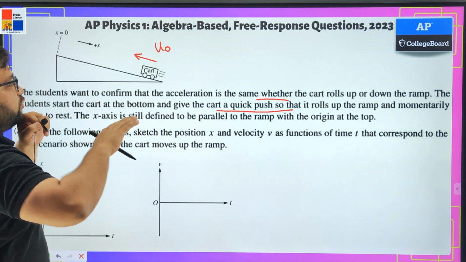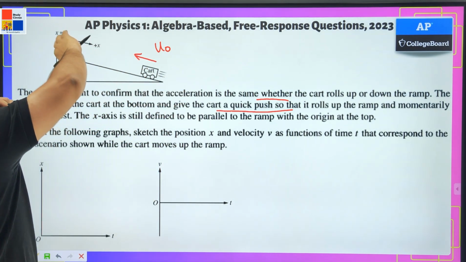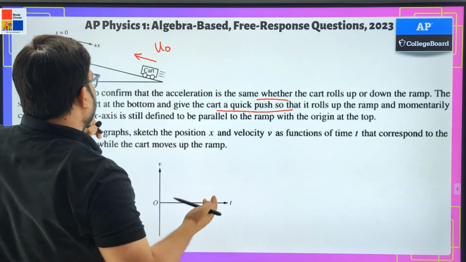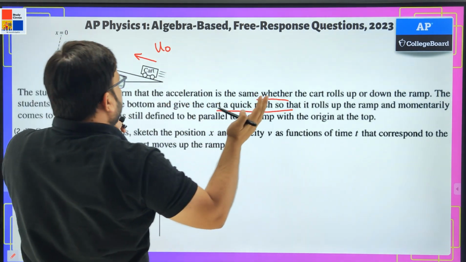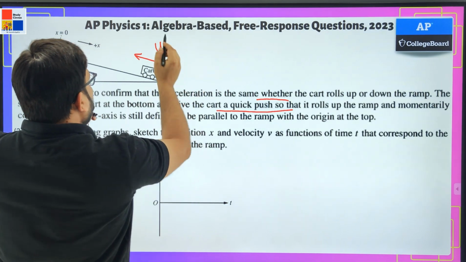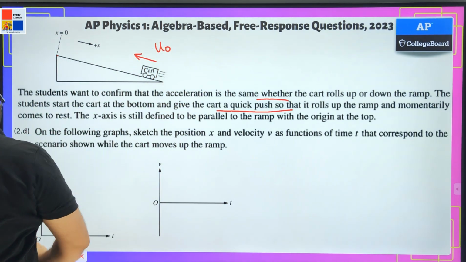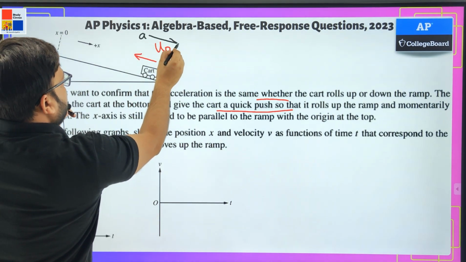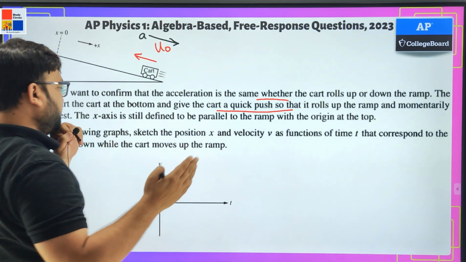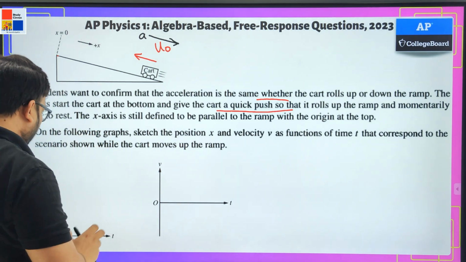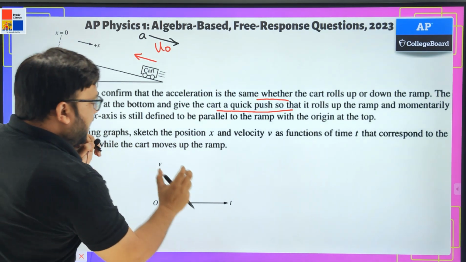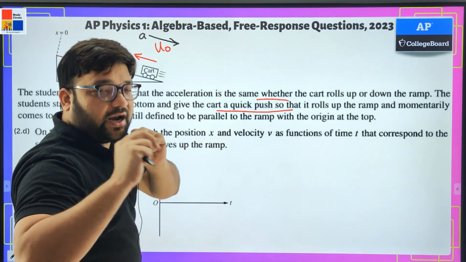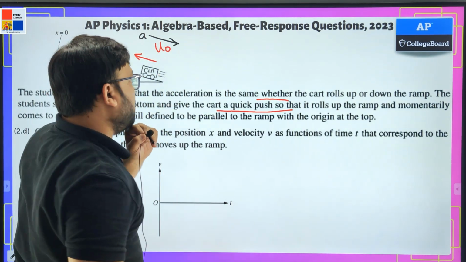So what happens with the cart? It moves up the incline somewhat and then it stops. Again, the acceleration is going to be in the same direction as before. The acceleration was down the incline like this. It's still the same. So I have to make the graph of position versus time and velocity versus time for this situation, when the cart is being pushed upward.